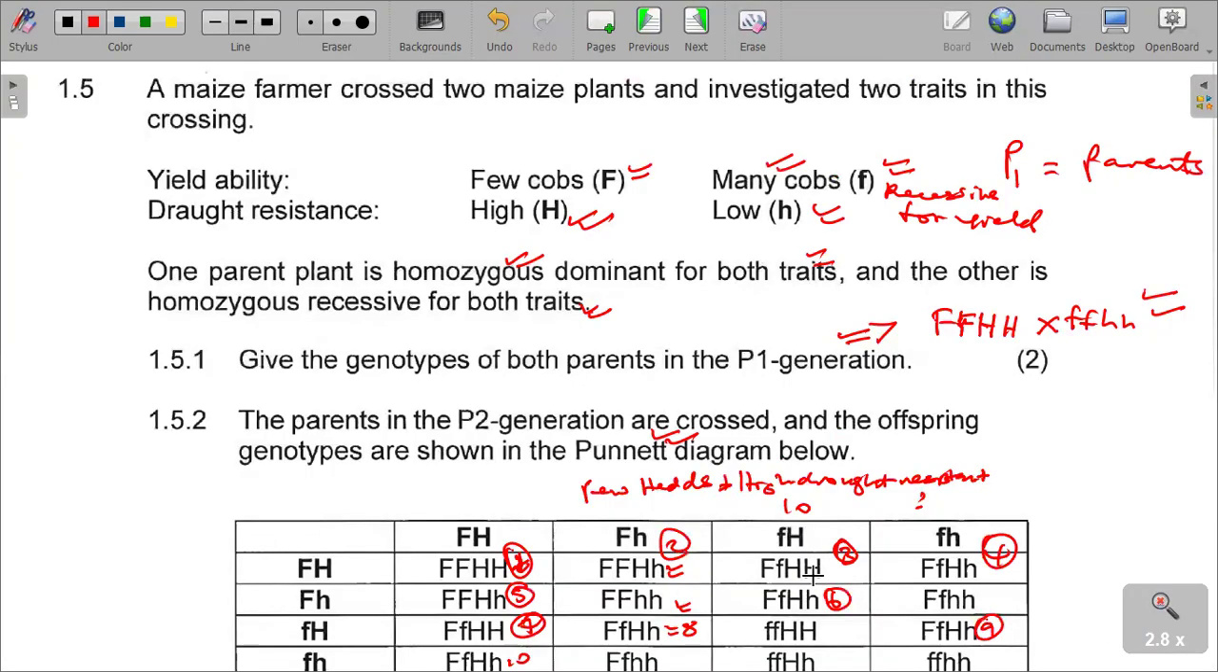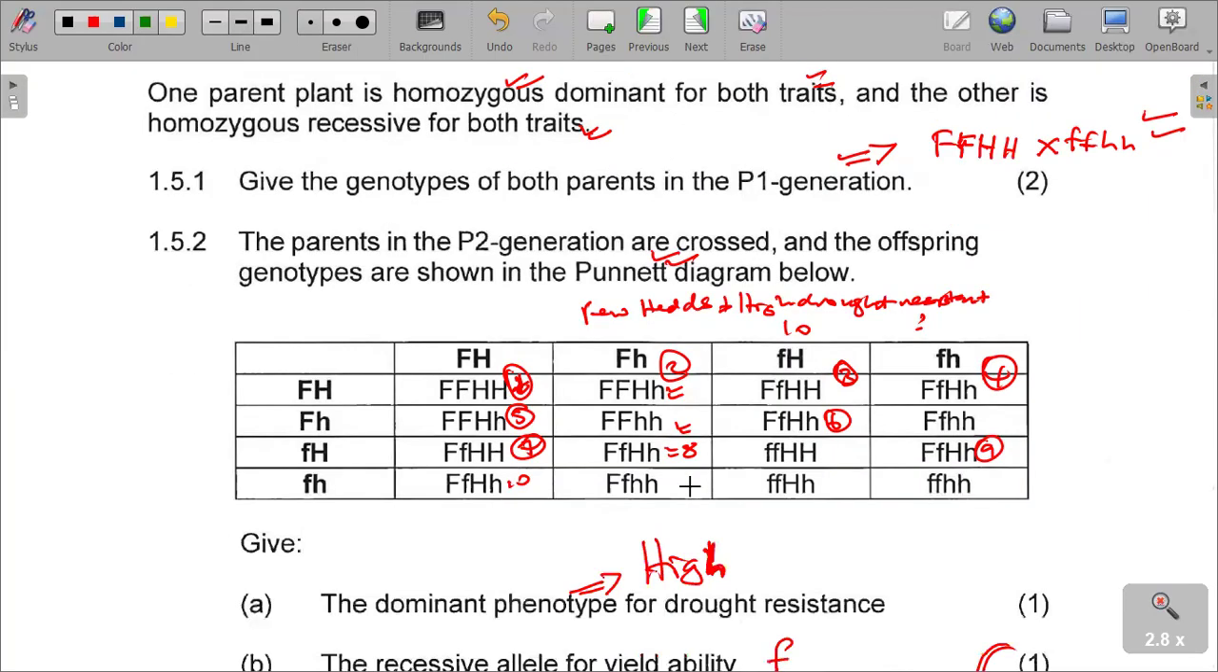I just want to use a different pen here to mark it clear. Many heads, many heads, and low drought resistant. So we have got where we have got the recessive alleles alone. So this is one, many heads, this is one there. We have got one there. Many heads and low drought resistant.